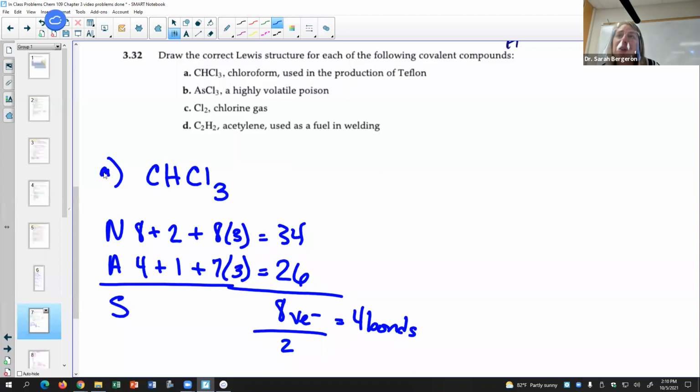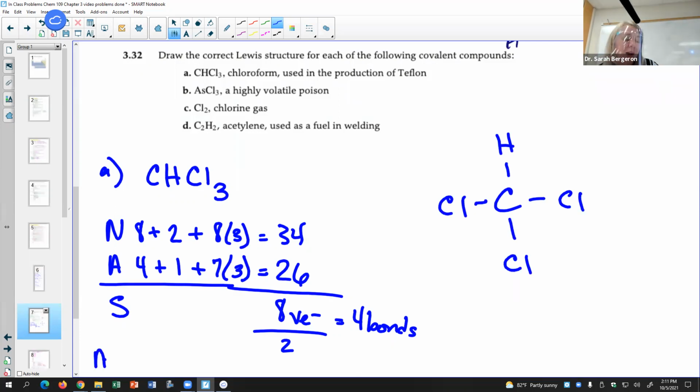What's going to be my central atom? Something that's going to be able to make more than 1 bond, right? Can hydrogen make more than 1 bond? No. Can chlorine make more than 1 bond? No. So my central atom has to be carbon. And since all of the other ones can only make 1 bond, we have to put them around the carbon that way. So I'm going to give each one a bond. I've used up my 4 bonds.